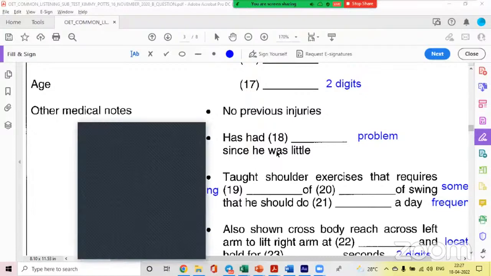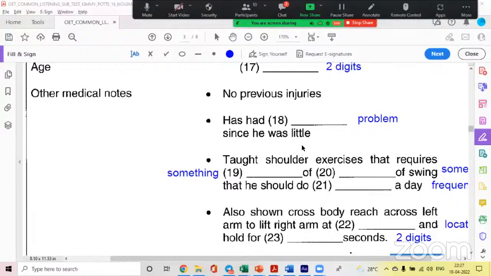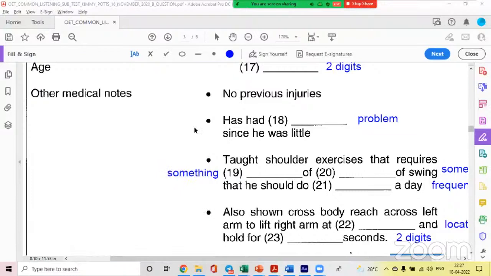Question 18. He has had dash since he was little. Since he was a child. Yes, 5 students have written. What about the others? 7, very good. Very good, be active. He has had asthmatic will not be right. Asthma will be right. He was asthmatic, but he has had asthma. Like that you have to write. Okay, next.